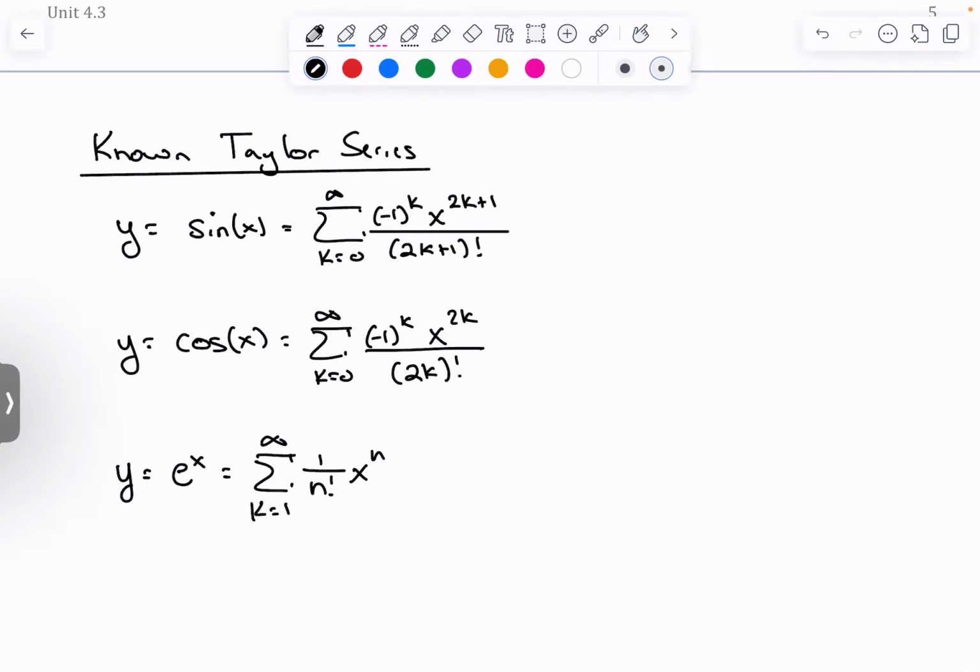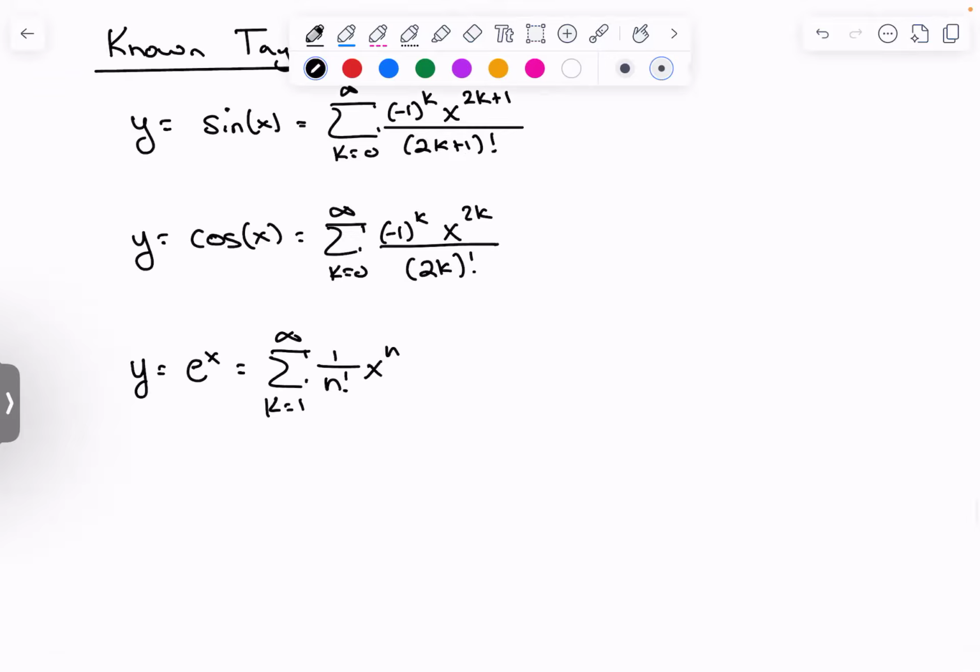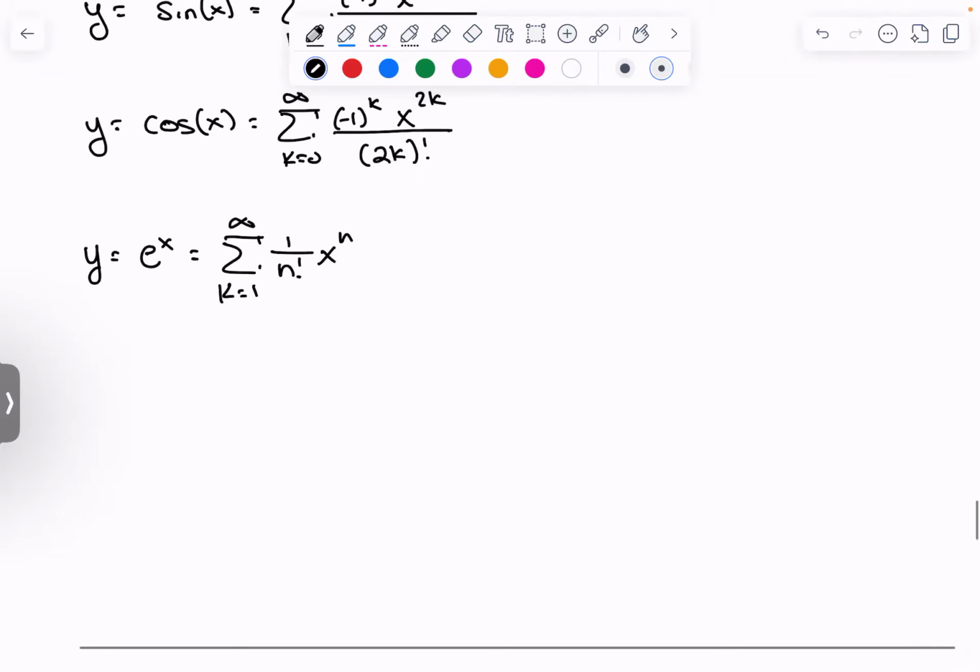Now I want to show you something really cool called Euler's identity. Has anybody heard of it? If you haven't, it's a very, very unique fact in mathematics. And so we're going to take a complex detour.